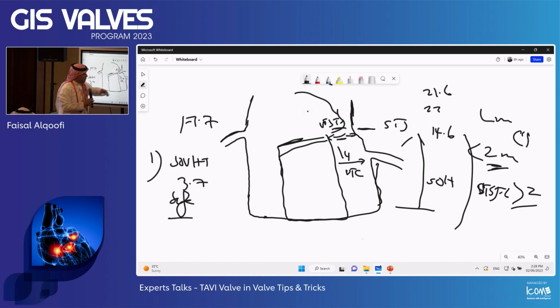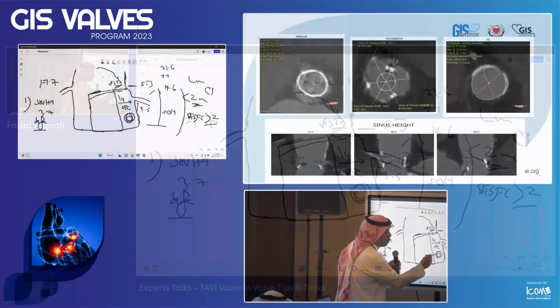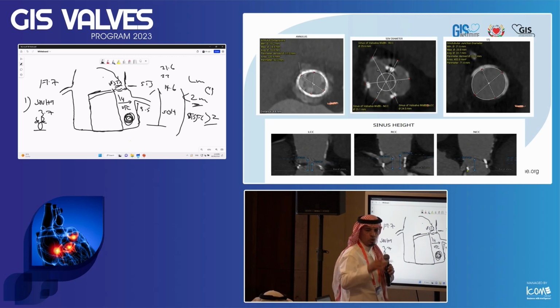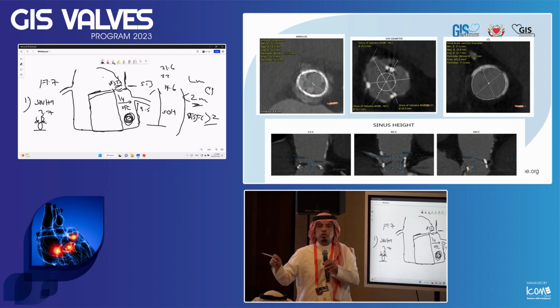Then the next is VTC is 3.5. So for this case, the right is safe, the left is borderline. Why I'm saying borderline? Because remember, there is an old disease here, which we didn't calculate. We don't know. There is no way in CT to predict. Not only that, Faisal might decide to post-dilate, fracture the valve.